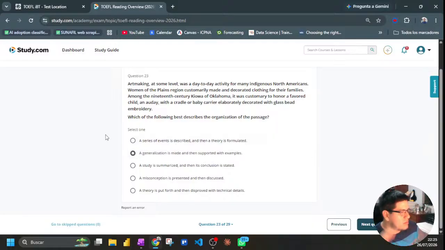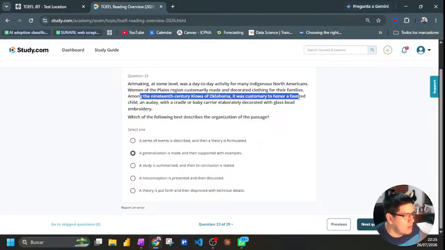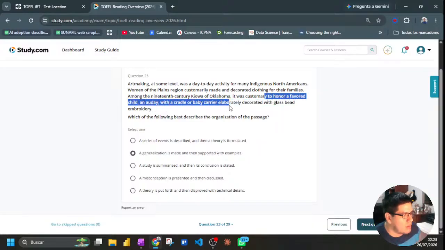I think a generalization is made and then supported with an example. Yeah, it's an example. It was customary to honor a favorite child with a cradle or baby carrier elaborately decorated with glass bead embroidery.